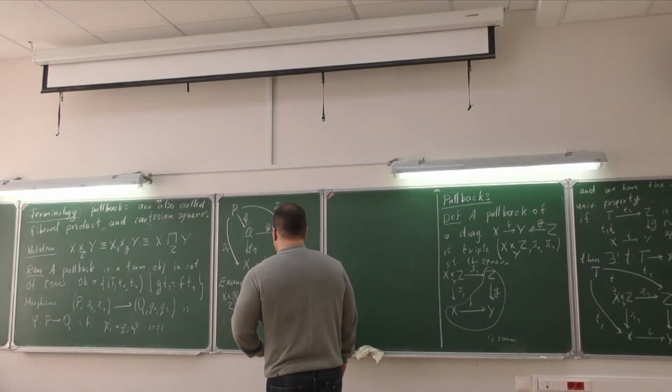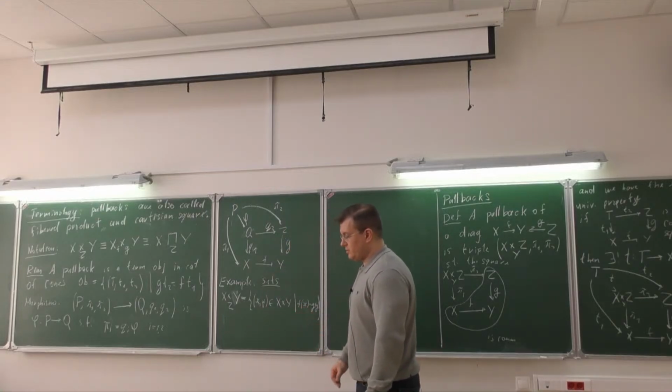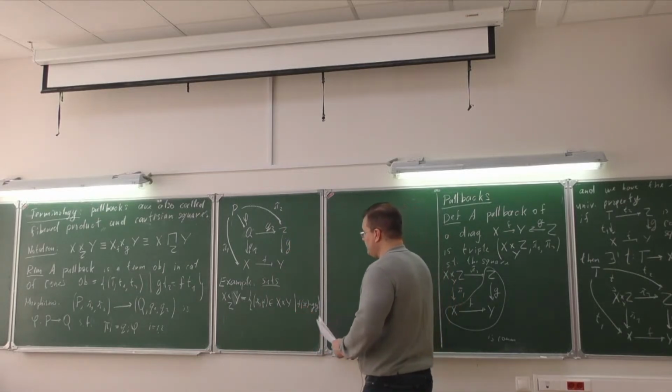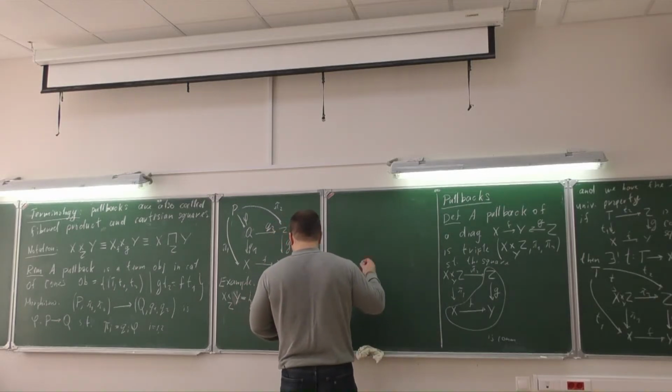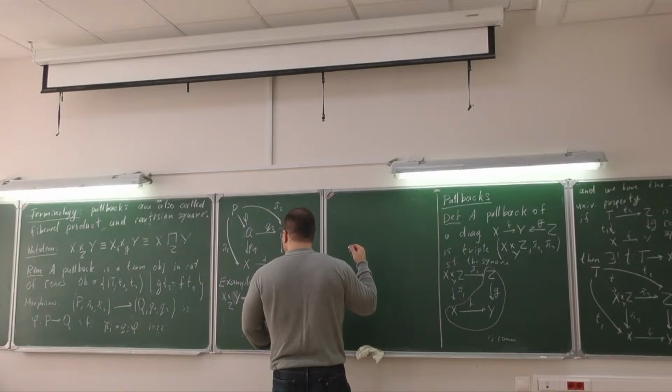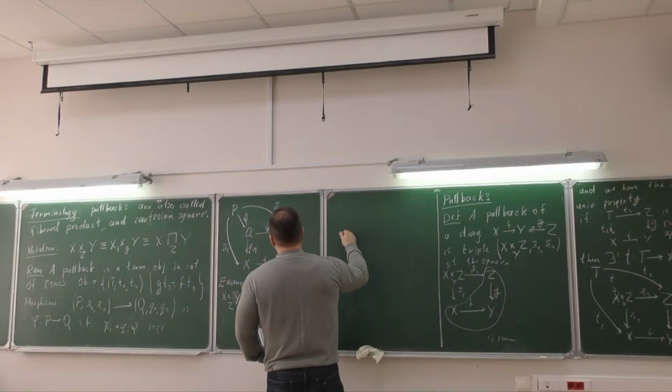So let's look at the one special case. Again, the logic of this example is more or less the same as the logic with the equalizers. So I'll leave this as an exercise to check that this is indeed the pullback in the category of sets. But you know several special cases of this construction, probably from school, if not from school, from the first year.